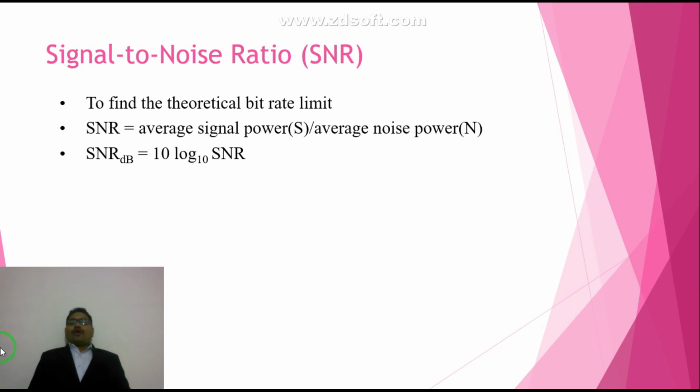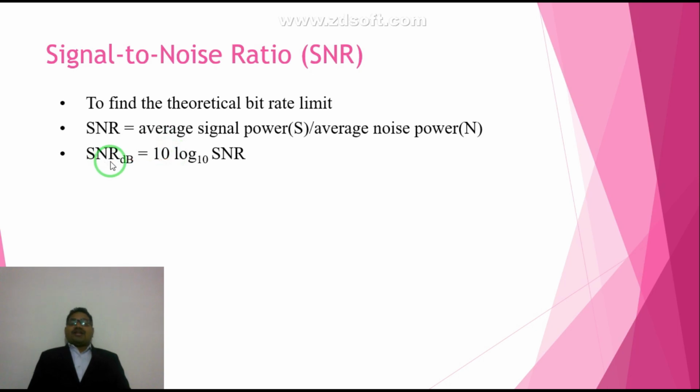So, in order to find the theoretical bit rate limit, we are going to use the term signal to noise ratio. It is a ratio of the average signal power, denoted by S, to the average noise power, denoted by N. Because when the signal is transmitted, it has its power, that is S. But in that signal, noise is added, and noise also has some power, that is N. So S upon N is nothing but your signal to noise ratio.